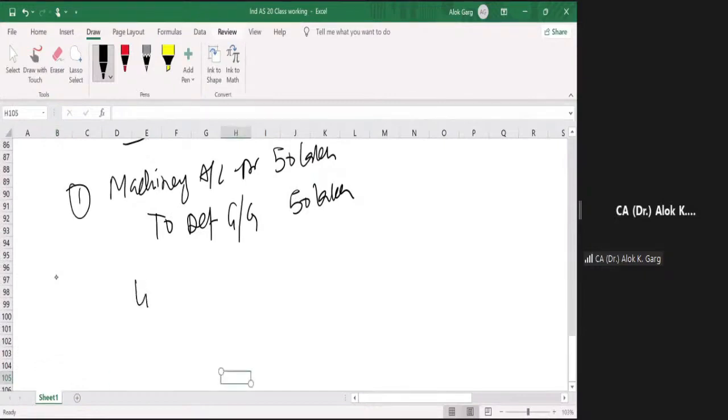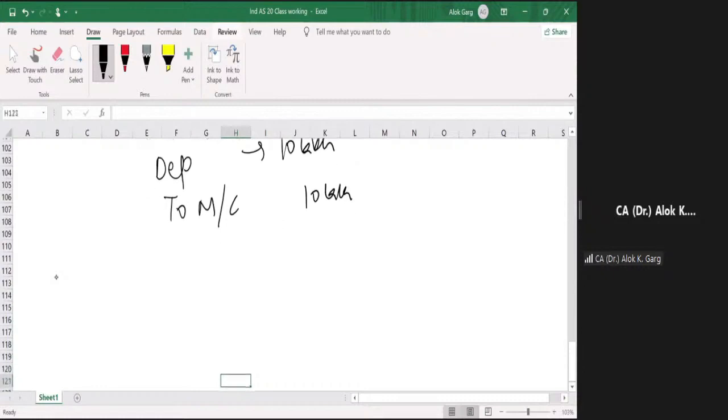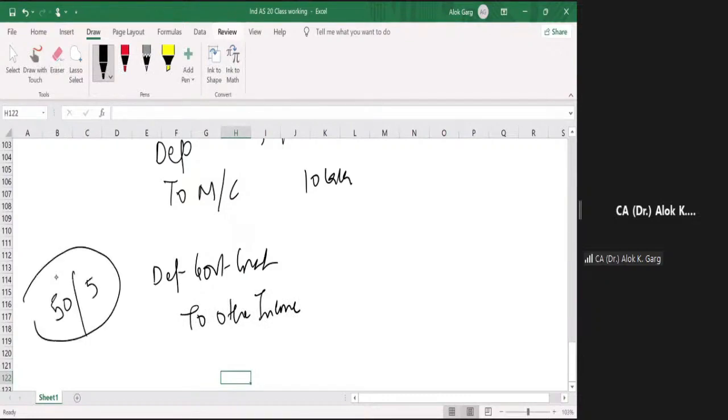Let's say the life of the machine is 5 years. In this case, friends, you need to apply depreciation: depreciation to accumulated depreciation or depreciation to machinery. 50 lakh divided by 5, 10 lakh rupees has to be depreciated every year. And for the government grant, what is the accounting entry? Deferred government grant debit to other income. 50 lakh we have recognized in the government grant, and it has to be amortized over a period of 5 years, which is the life of the asset. So 10 lakh rupees.